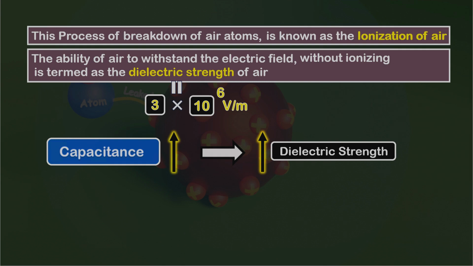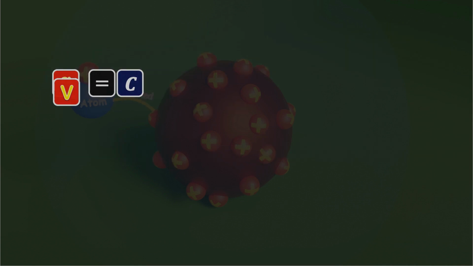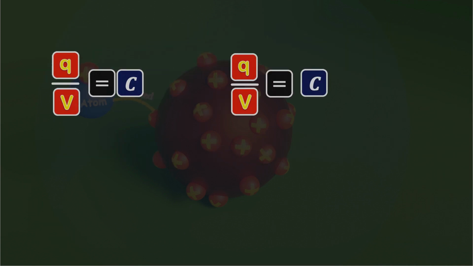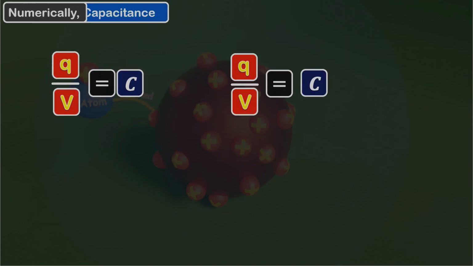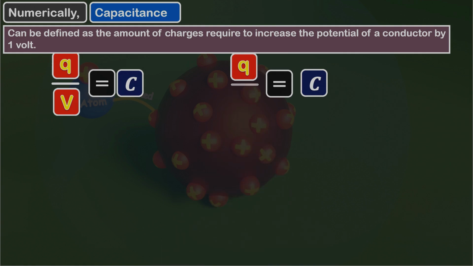So, we observed that when we increase the charge Q, the potential V of the conductor also increases, meaning Q and V are directly proportional to each other. Removing the sign of proportionality gives us a constant C, which is called the capacitance of the conductor, and C equals Q divided by V. Now, if we understand capacitance numerically, the capacitance of a conductor can be defined as the amount of charges required to increase the potential of the conductor by 1 volt. Capacitance, denoted by C, is a scalar quantity measured in farads.